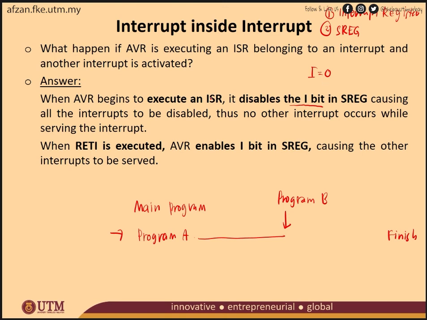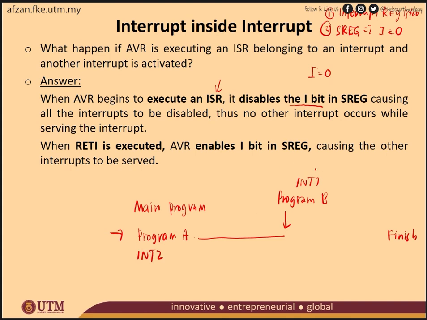When your AVR or microprocessor executes an ISR, when you go to the interrupt service routine, automatically the microprocessor will disable the status register. Your I flag here automatically becomes 0. When this becomes 0, all the interrupts are disabled. So whenever you press, you're going to interrupt with program B. For example, this program B here is INT1, and this is INT2.